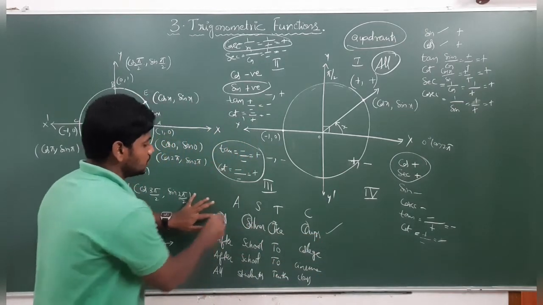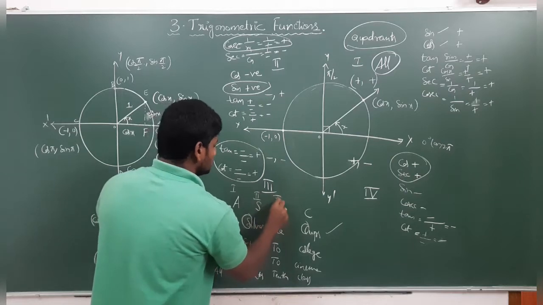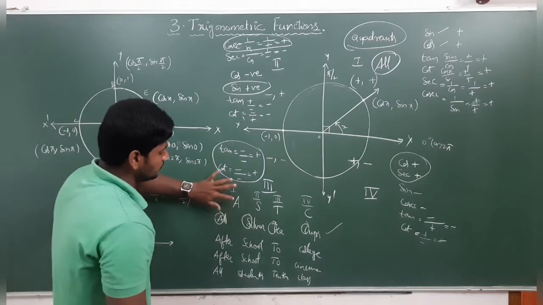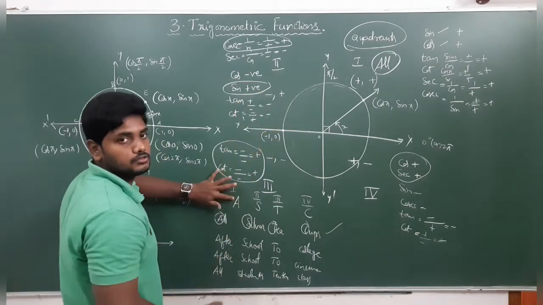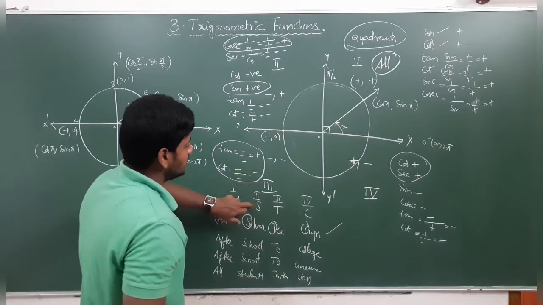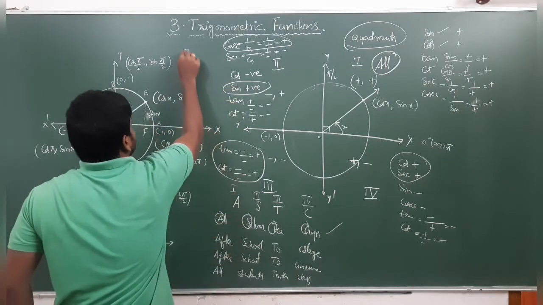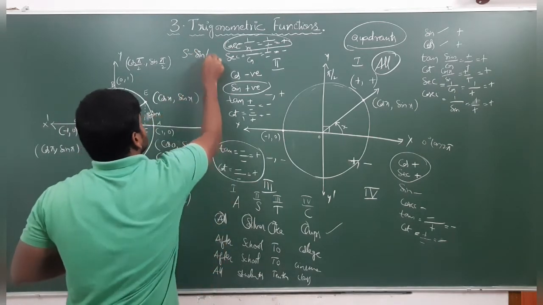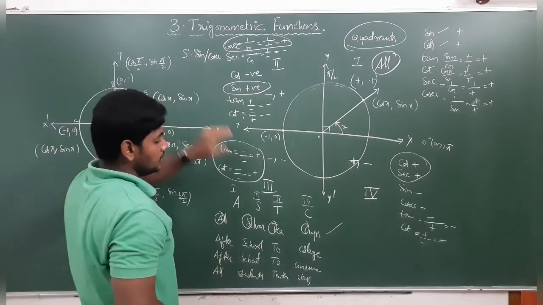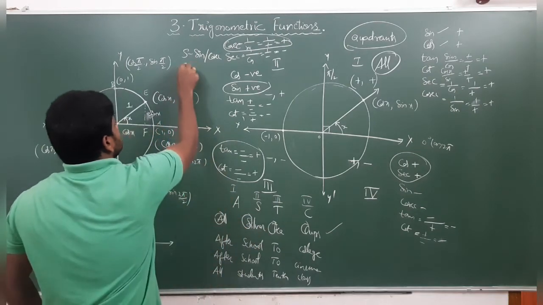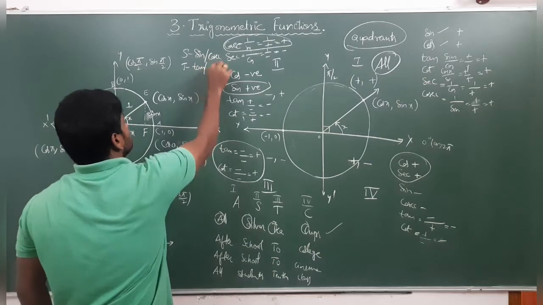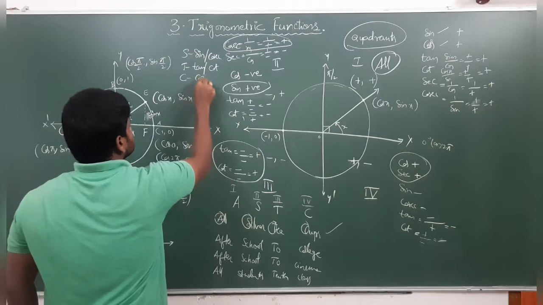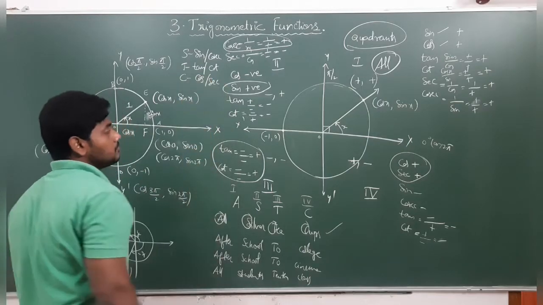This is the first quadrant, second quadrant, third quadrant, and this is the fourth quadrant. A, S, T, C means first quadrant A. A means all are positive. Second quadrant S. S is nothing but sin. If sin is positive, cosecant also will become positive. Right? This is about the second quadrant. Now when it comes to the third quadrant, T. T means tan. If tan is positive, automatically cot also will become positive. Next C. C means cos. If cos is positive, automatically secant also will become positive.